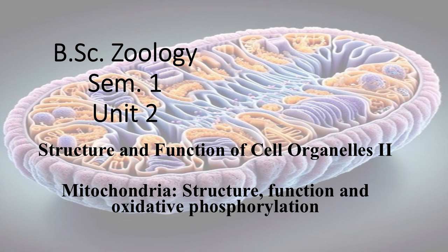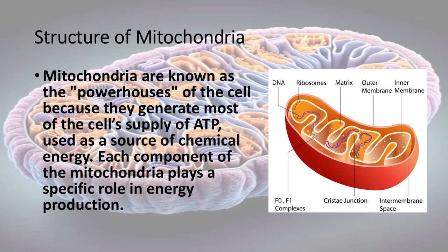Mitochondria: structure, function, and oxidative phosphorylation. Structure of mitochondria. Mitochondria are known as the powerhouses of the cell because they generate most of the cell's supply of ATP, used as a source of chemical energy. Each component of the mitochondria plays a specific role in energy production.